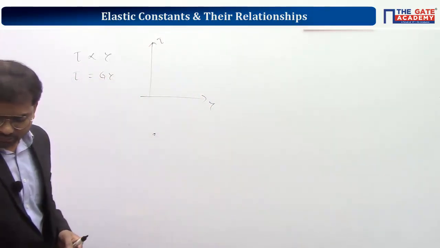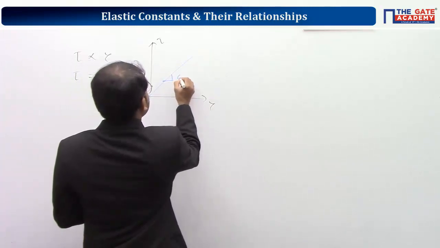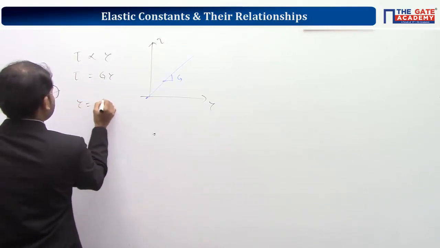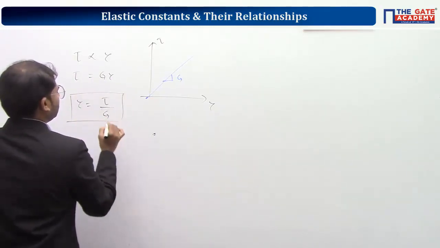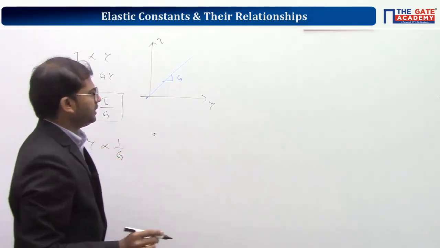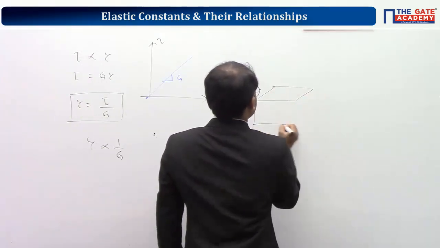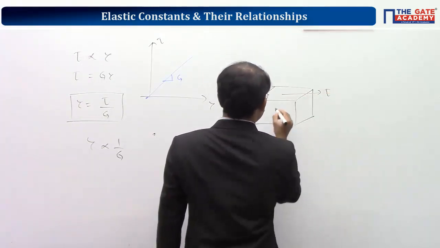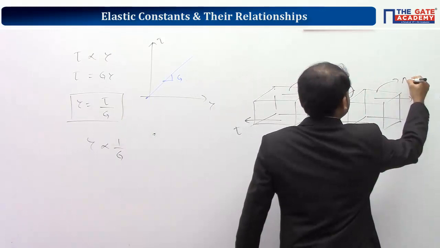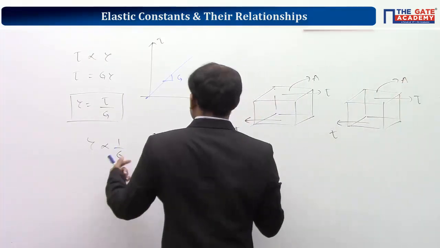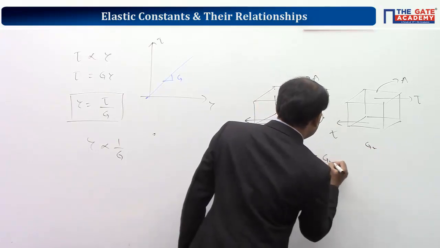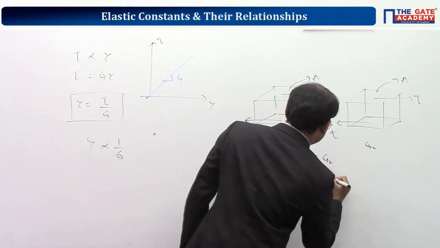You'll have a line having a constant slope, so the slope will be G. So it is given like this: gamma is equal to tau by G. Understand? So gamma is inversely proportional to G. If you have two instances where the same shear stress is applied, so the area is the same, and take the G values as G1 and G2. If G1 is greater than G2, this implies gamma 1 will be less than gamma 2.